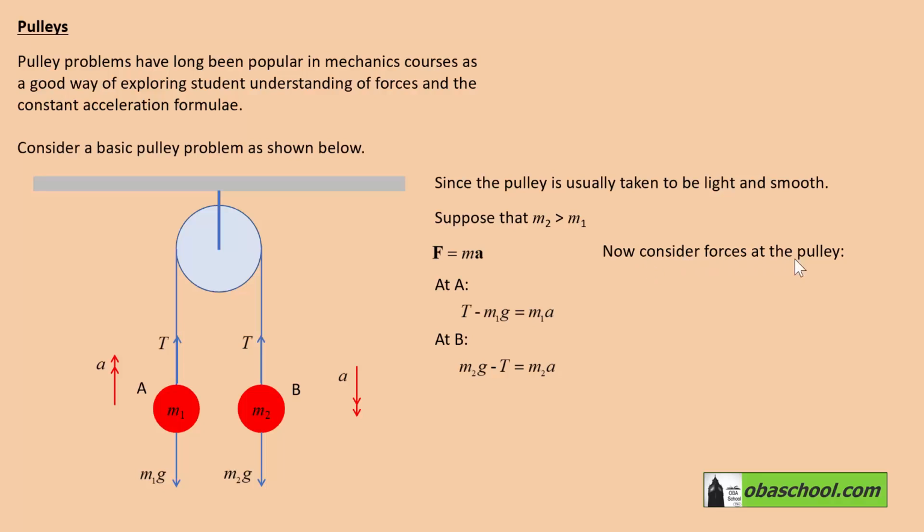Now consider the forces at the pulley. So the tension is going to act both ways in a string, so the tension pulls down on the pulley. And if we've got 2T pulling down, we need 2T pulling up.